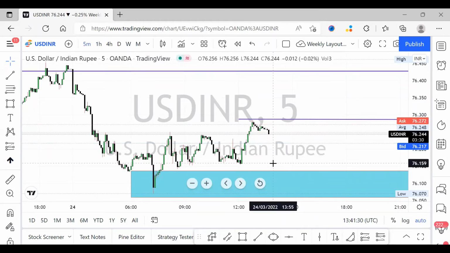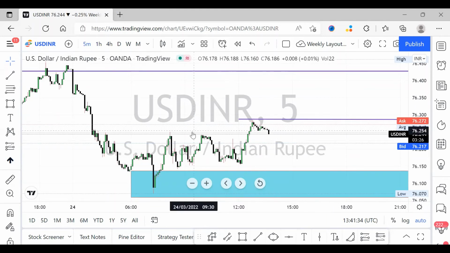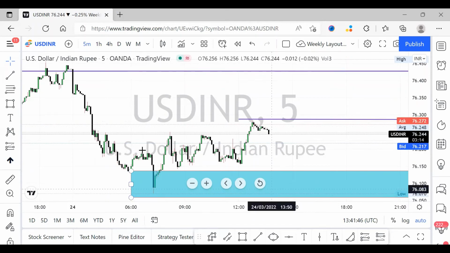This is the best way to understand market structure. This is the best way to apply supply and demand, and this is the best way to identify the trend. By doing so, you are making sure that you are trading with the trend and locking your profits at the same time.